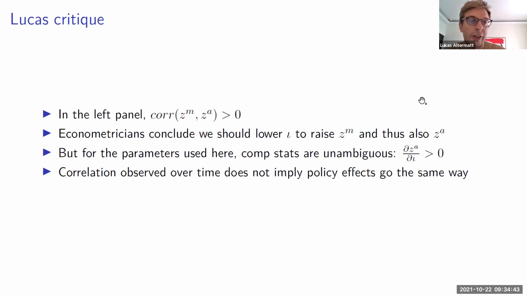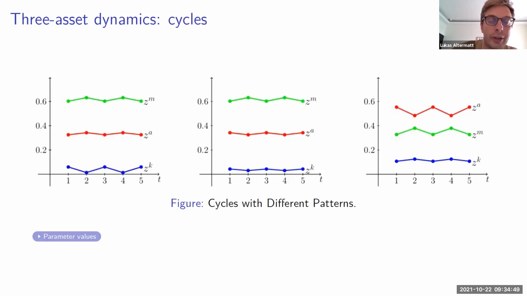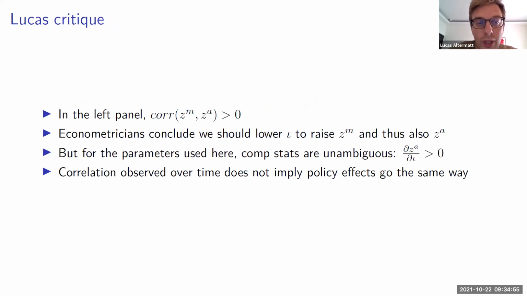And here is also this Lucas critique application that I mentioned. So in the left panel, going back, we have positive correlation between money and assets. But actually, for the econometrician would now want to think about how to increase asset prices. He would say, okay, this time series tells us we should lower IOTA, the opportunity cost of holding money. That will increase ZM. And in turn, because correlation is positive between ZM and ZA, this will also increase asset holdings and the asset price. But actually, for the parameters we use in this example, comparative statics are unambiguous.